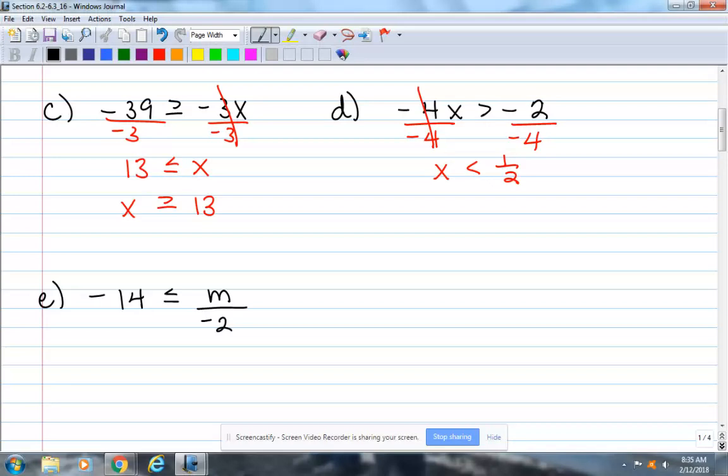All right, so on problem E, how do we get M by itself? Multiply by -2 on both sides. So are we flipping on this step? Okay. So -2 times -14 is what? 28 is greater than or equal to m. So we flipped it there because we multiply both sides by a negative. Now what do we do? Flip everything to make it say m is less than or equal to. So you only flip twice if you have to move your variable and you multiply or divide by a negative.